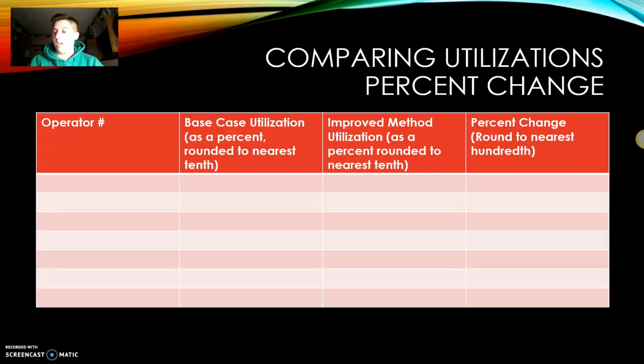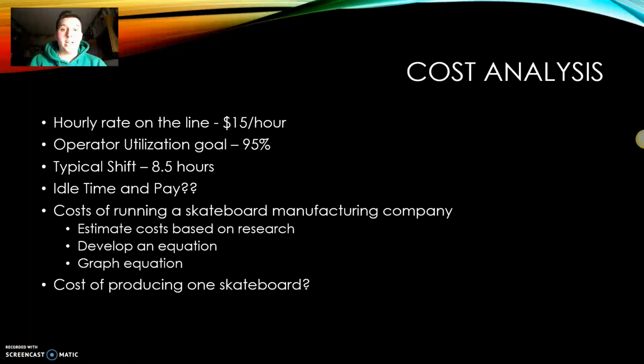In addition to this, we do want to present the company with more information on their assembly line. Doing that, we're going to use a cost analysis. They've provided us with some information and what they want to achieve. So, they've told us that their hourly rate is $15 per hour. This is their line workers. And their goal is to have each operator reaching 95% utilization. So that means that only 5% of the time they're idle or not working.